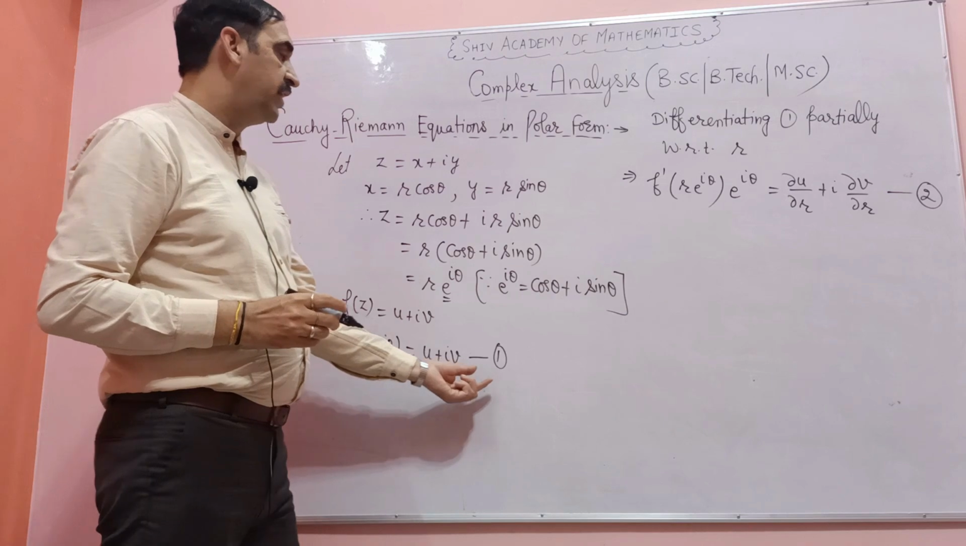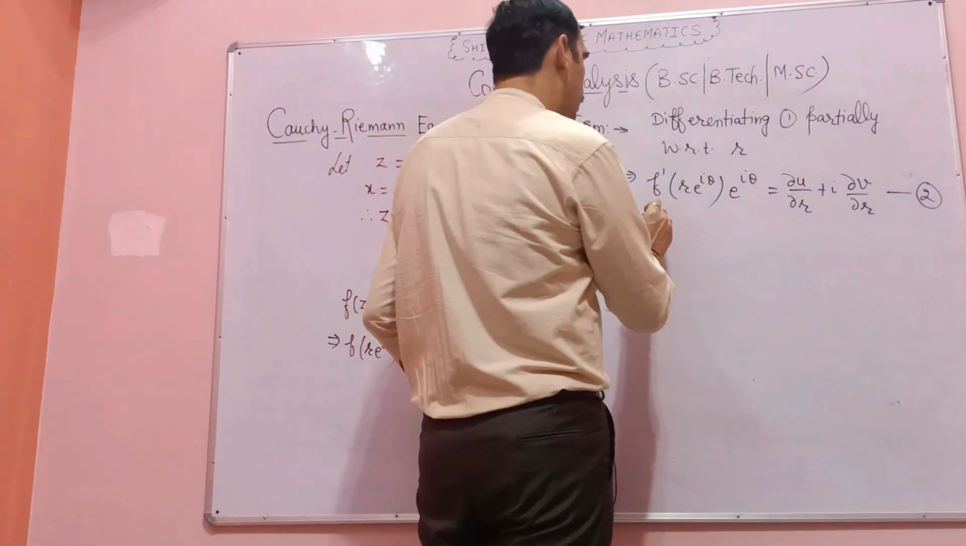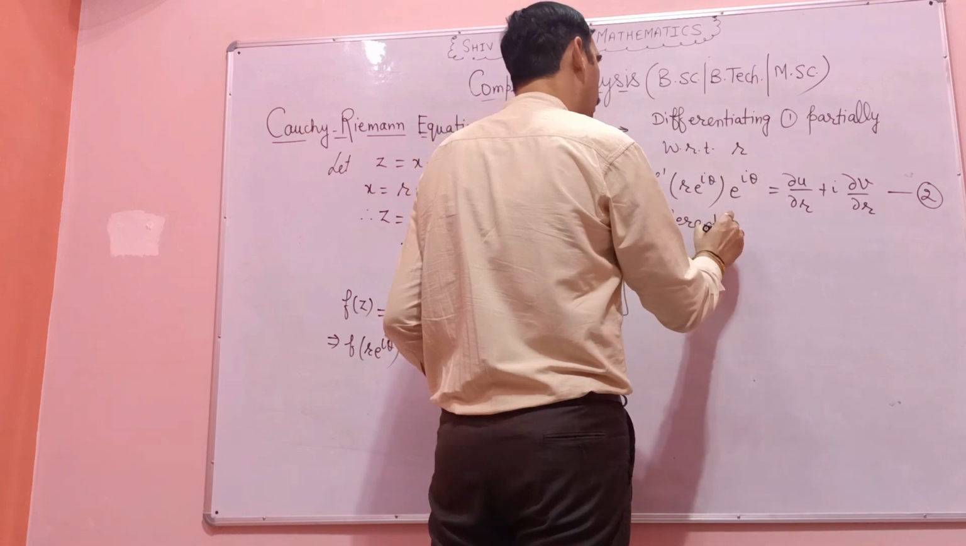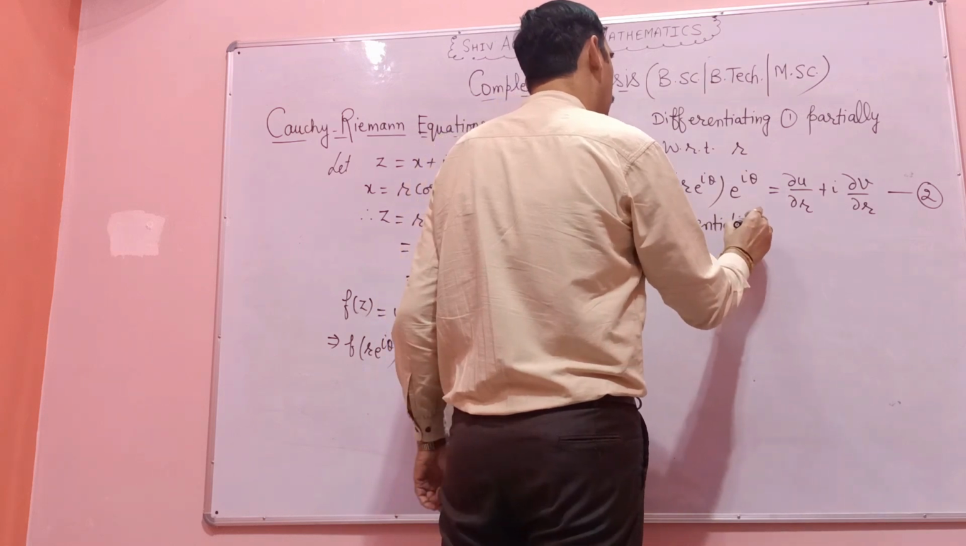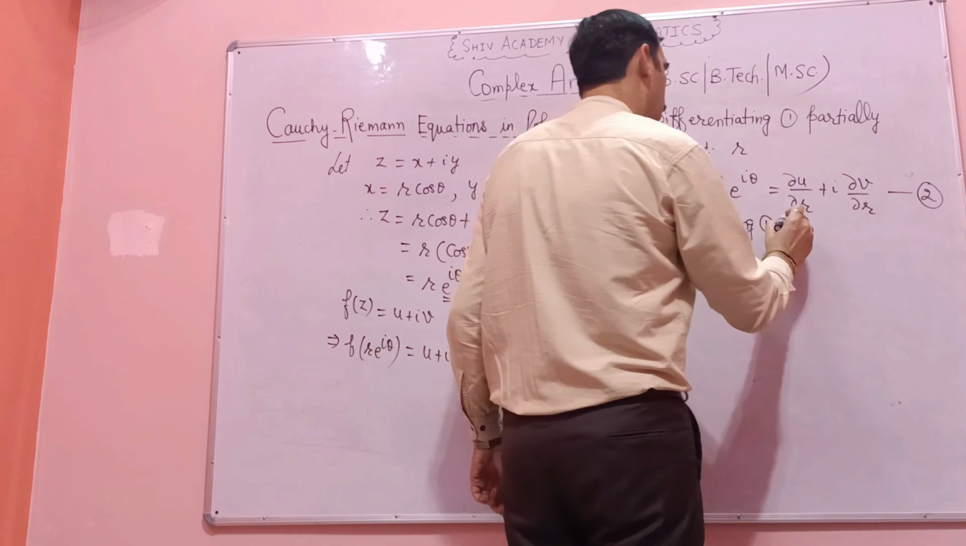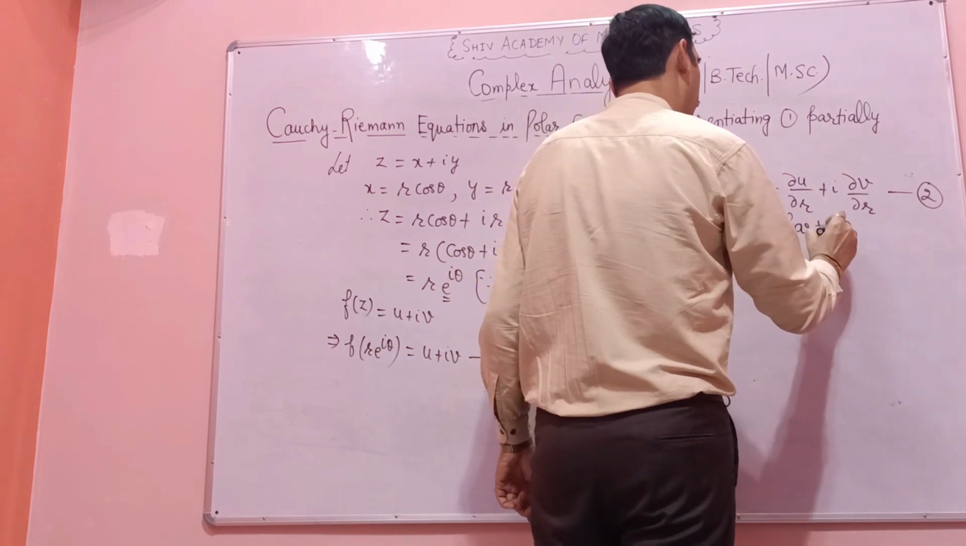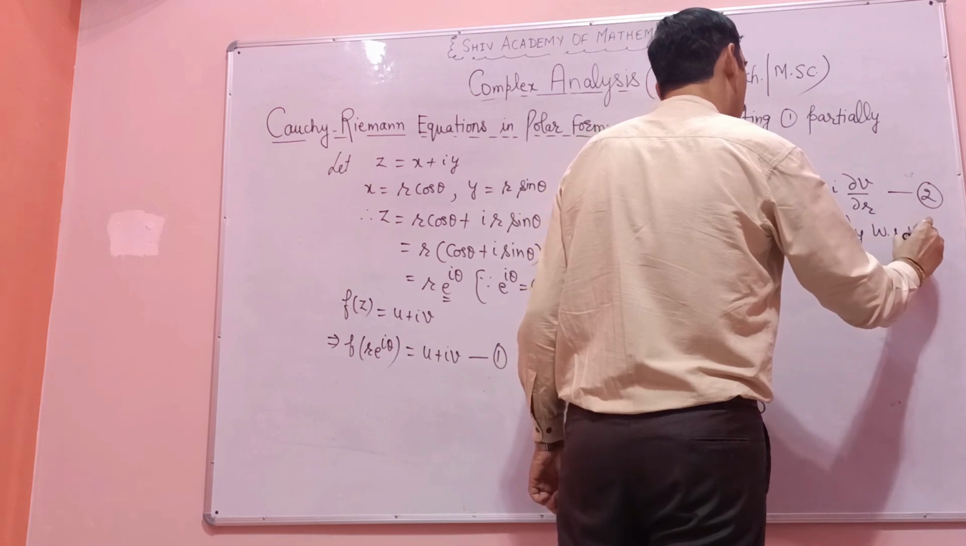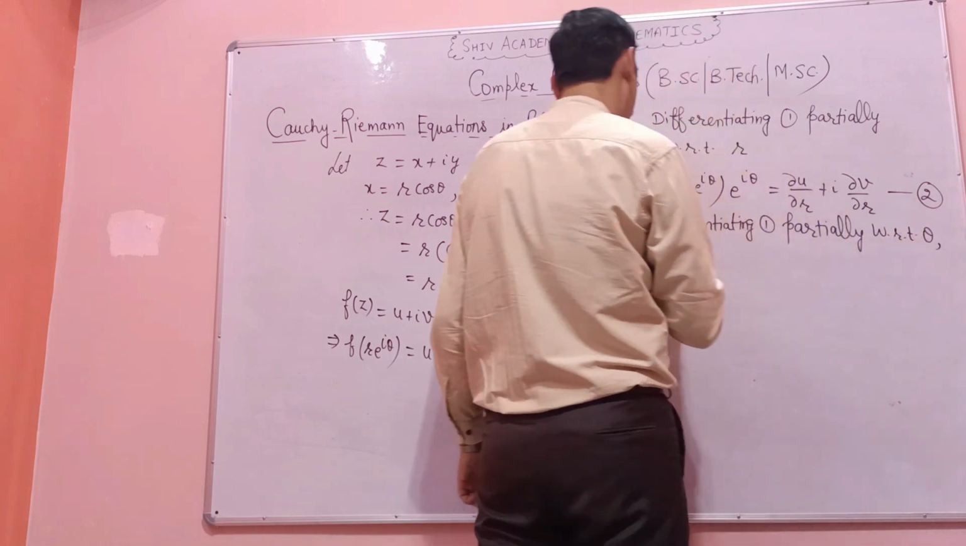Now we differentiate this one partially with respect to theta. So we write here, differentiating 1 partially with respect to theta, we get.